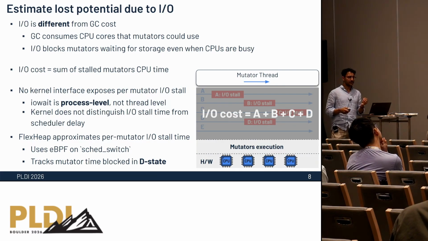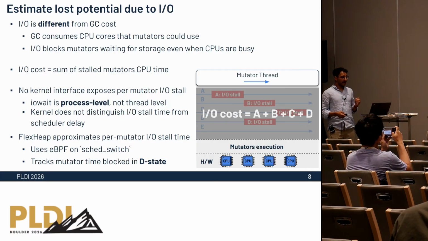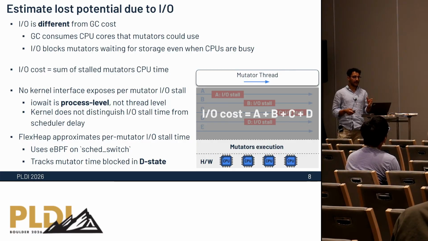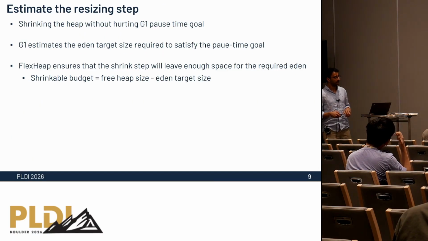Today, the Linux kernel interface does not expose per-mutator I/O stall time. The I/O weight is at the process level and not the thread level. And also, more fundamentally, the kernel cannot separate the I/O stall time from the scheduler delay time. So FlexHeap approximates per-mutator I/O stall time using eBPF on sched_switch, and we track mutator time blocked in this state, which represents that it's waiting for I/O.